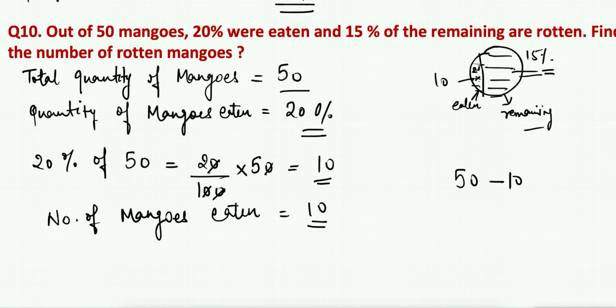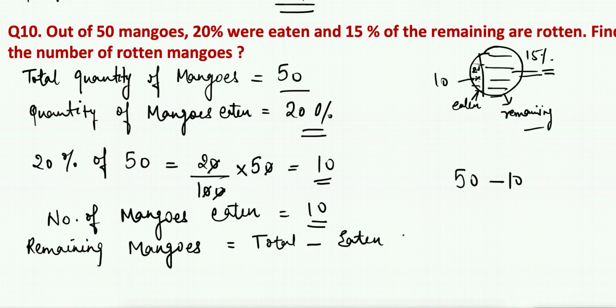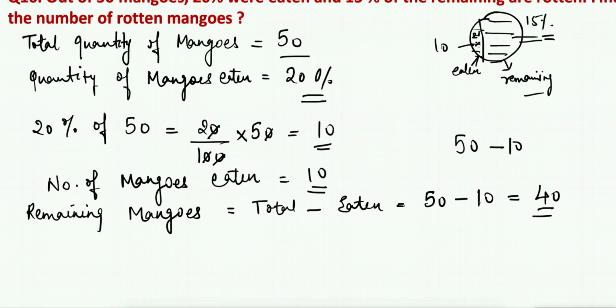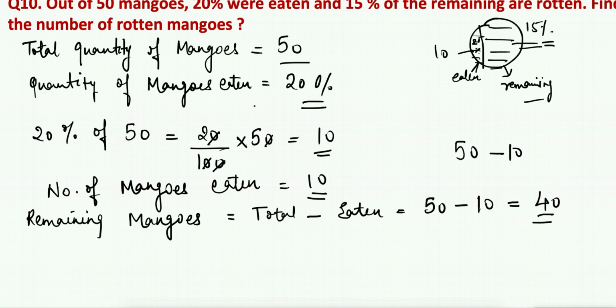So how much is the remaining? So remaining mangoes are how much? Remaining mangoes are total minus eaten. So how much is total? 50, and how many mangoes are eaten? 10. So it comes to 40. So the number of mangoes remaining here are 40. Now 15% of the remaining are rotten.